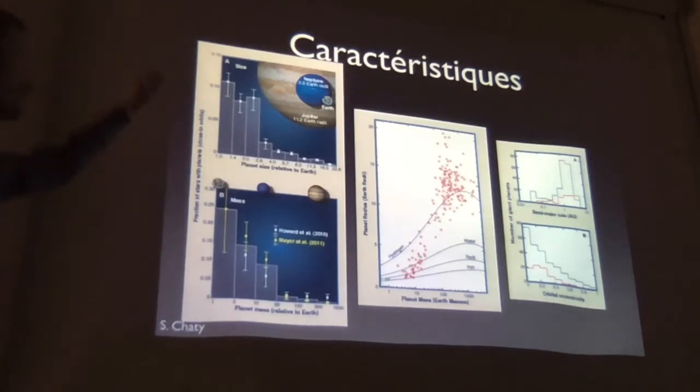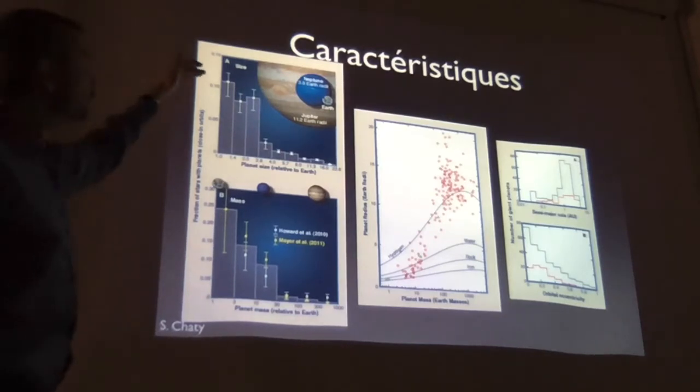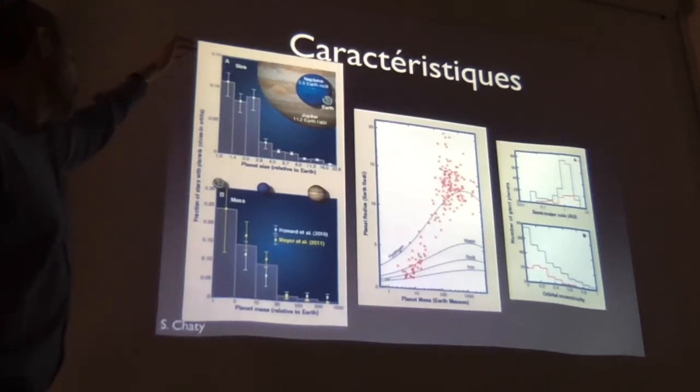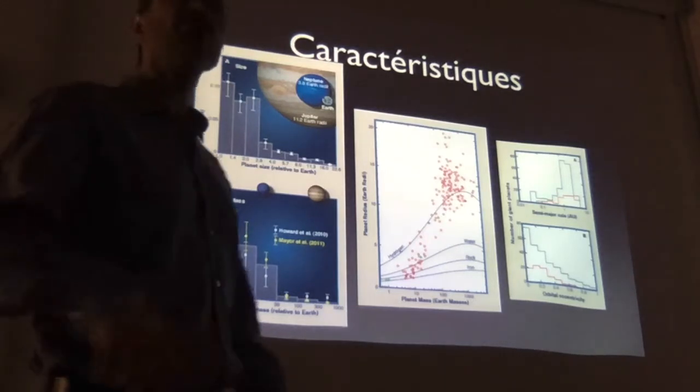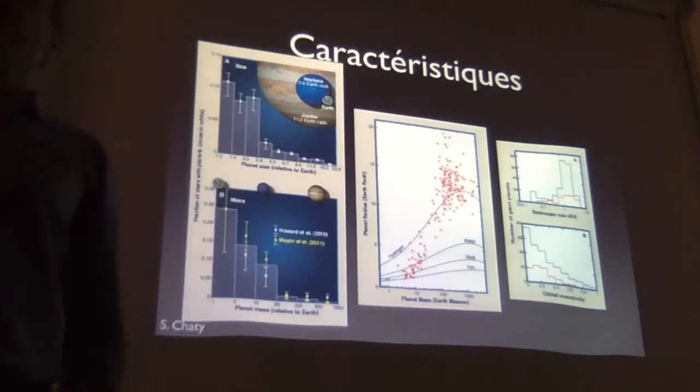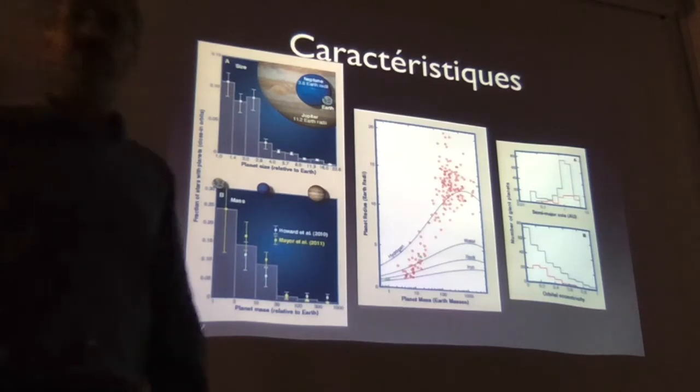And this is the fraction of stars with planets, and you see that nearly 10% of the stars are now observed having planets. We think from the last census that nearly 50% of the stars have a planet, which makes a lot of planets.